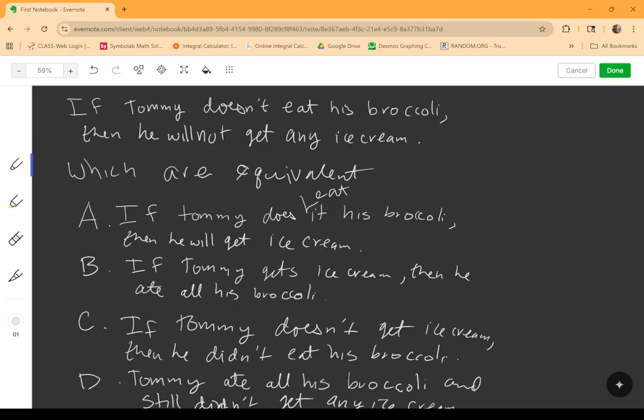Now this actually is not logically equivalent. Our promise here is when he does not eat his broccoli. There are no implications here of when he does eat his broccoli, so not equivalent. Now, how about this one?